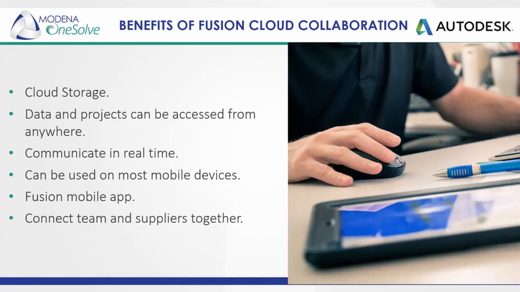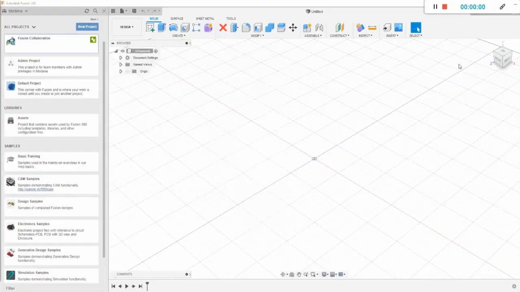Lastly, Fusion connects teams and suppliers together. Your Fusion project can be securely shared with anyone in or outside your company. This makes it simple for stakeholders to review your design as needed. Let's head over to the demonstration and have a look at how collaboration works inside of Fusion.